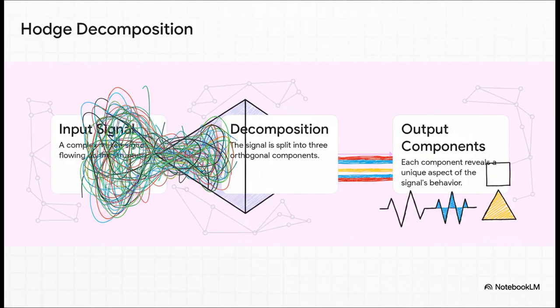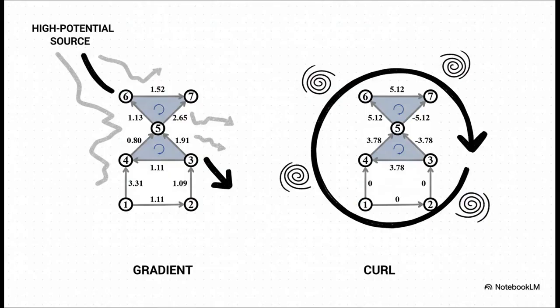And the key is that these components are totally independent of each other. They're orthogonal, kind of like length, width, and height. Each one tells us something completely unique about the signal's behavior. And what's really cool is this slide shows two of those fundamental components.